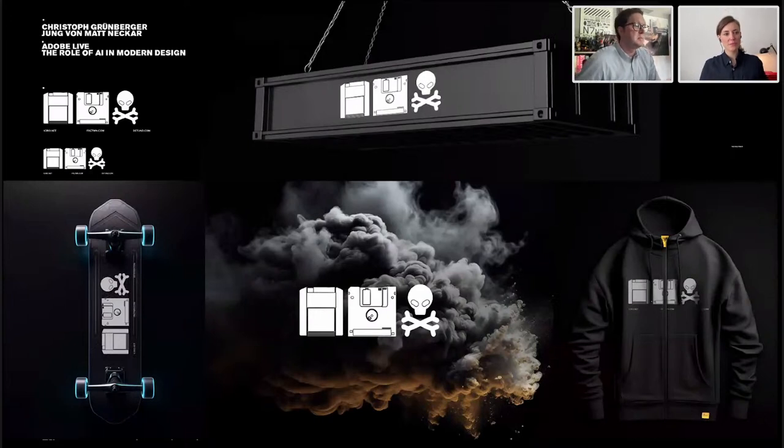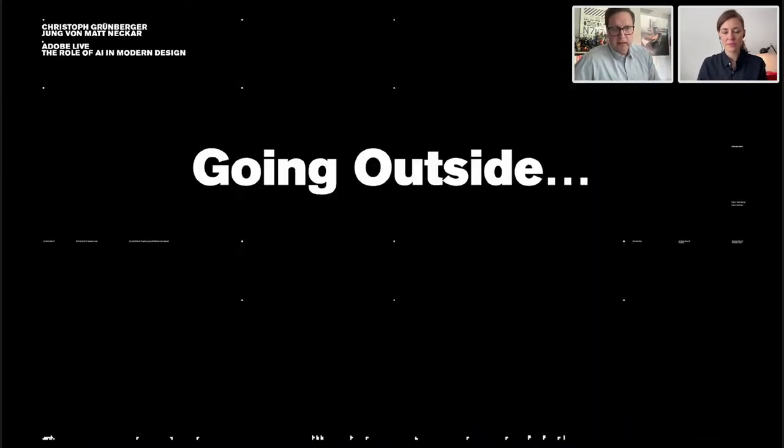But this is another example, like here the logo from Kiro we can put on a prompted hoodie, or on some dust explosion as a mood image, or you can put it on a huge container or even on a skateboard. So you see, all of these images have one language of design also. So you can now focus much better on the expression of your brand in the end. And another example would be going outside.